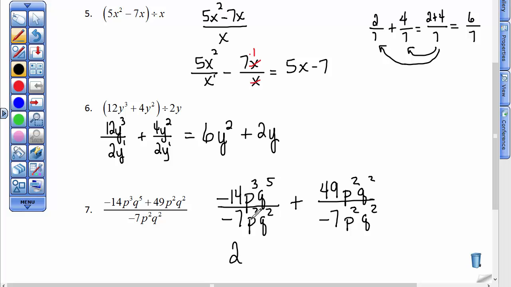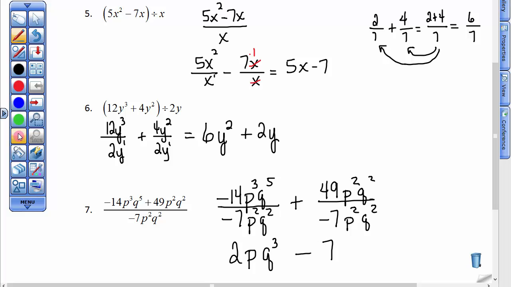P to the third divided by p to the second is p to the first. I'm not going to put the 1 up here. It's not necessary. Q to the fifth divided by q to the second is q to the third, because 5 minus 2 is 3. Here, this is an addition sign, but I have this +49 divided by a -7, which is a -7. You can write this as plus a -7 or just -7.